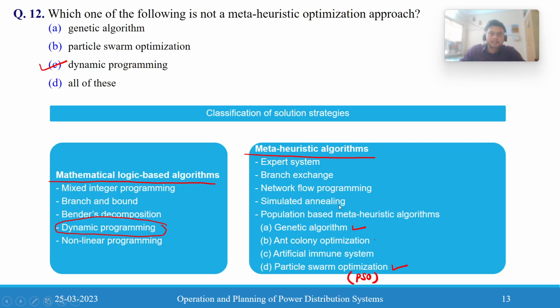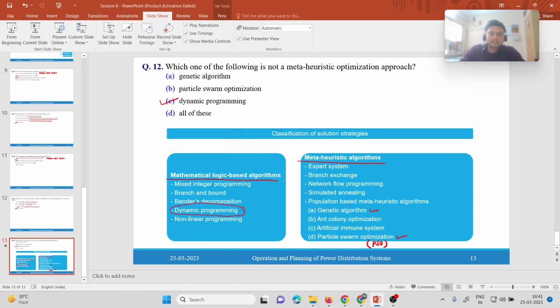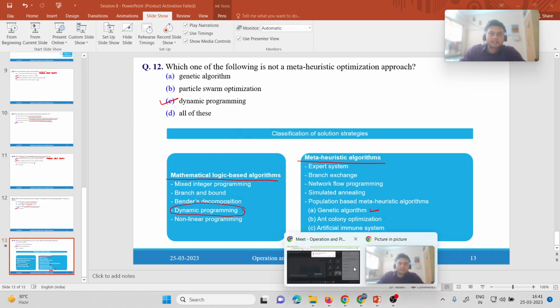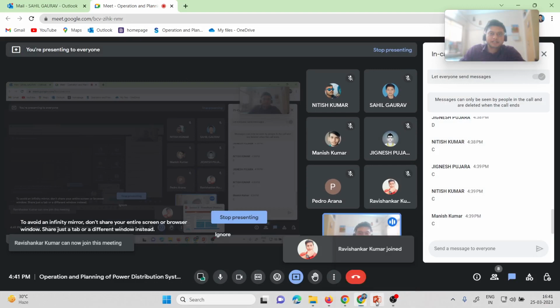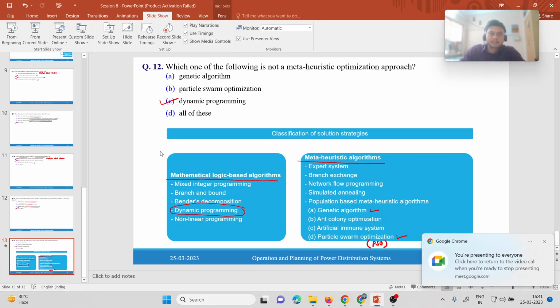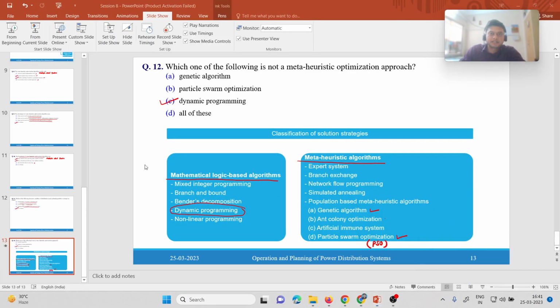That is all for today's session. If you have any doubt, you can ask me. I think today's session was a little bit short because most of the problems are theoretical. In this session, we have fewer numerical problems, so we are able to solve problems very fast.